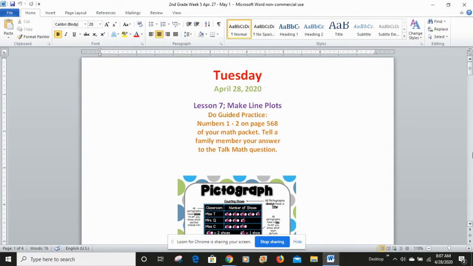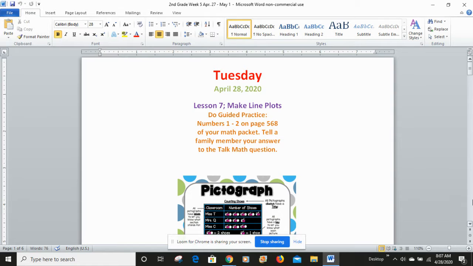Today's lesson, lesson 7, is make line plots. This is a new lesson. Do the guided practice, numbers 1 and 2 on page 568 of your math packet. Tell a family member your answer to the talk math question.